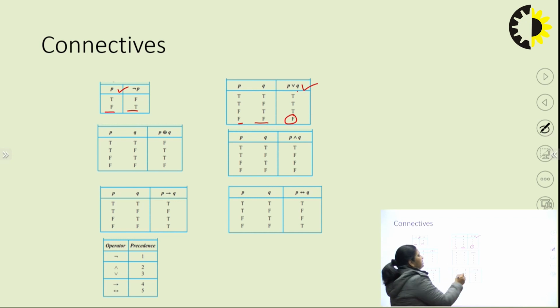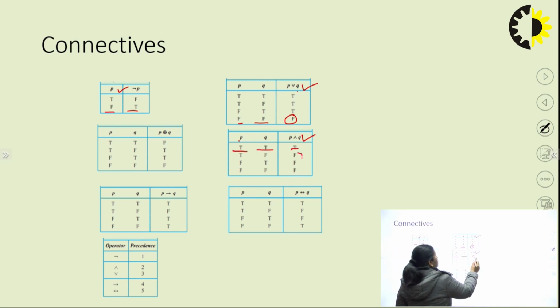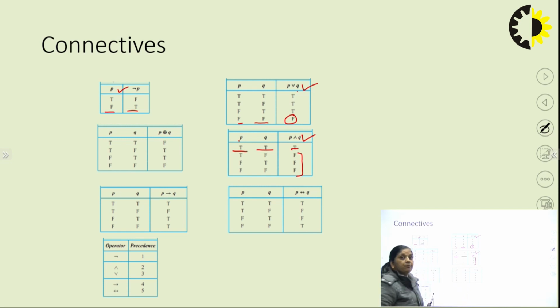Another connective is conjunction, the AND operator, P and Q. What is conjunction? The conjunction of two propositions P and Q is true only when both the propositions are true, otherwise it is false. If both the propositions are true, then the conjunction will be true.